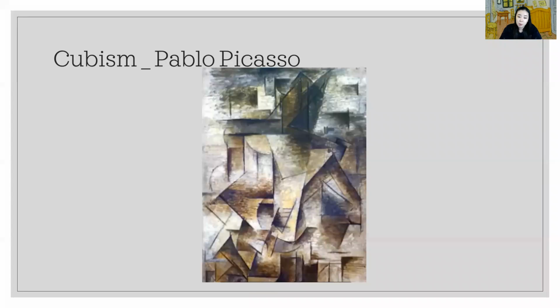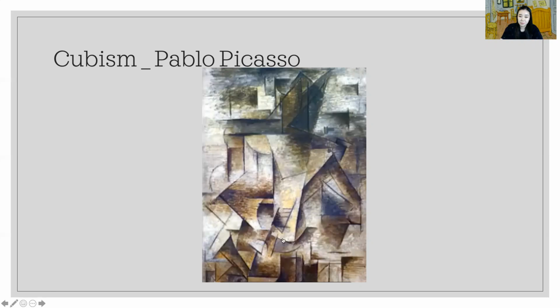So this is Pablo Picasso's very aggressive style of Cubism painting. Can you guess what the painting is about? Can you see what the artist painted in this work of art? Pablo Picasso painted a guitarist in this painting.